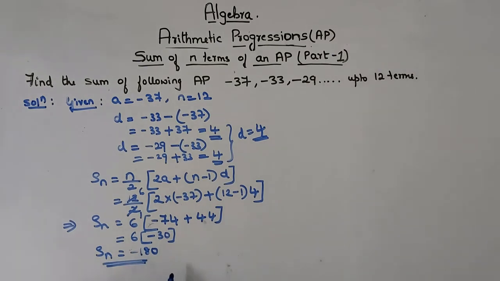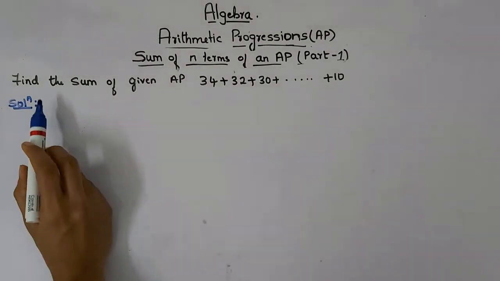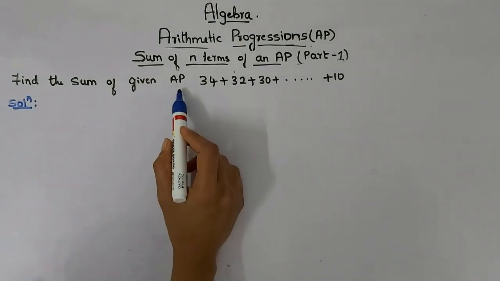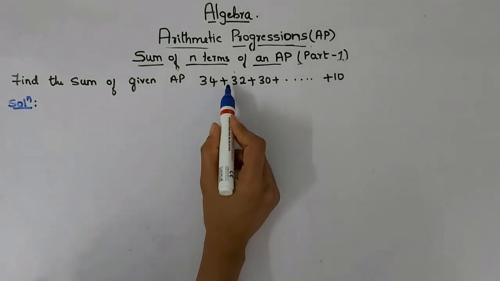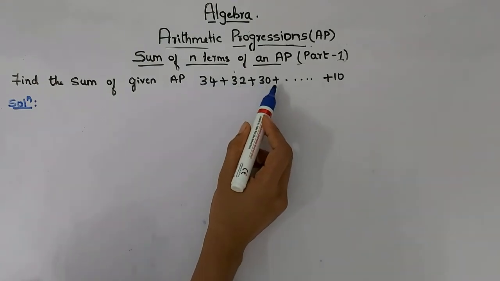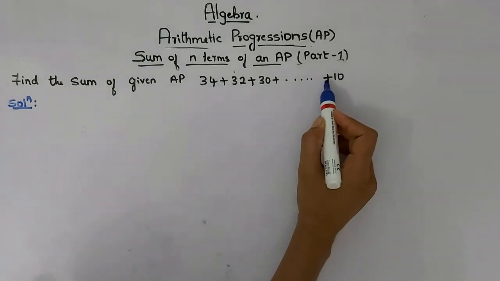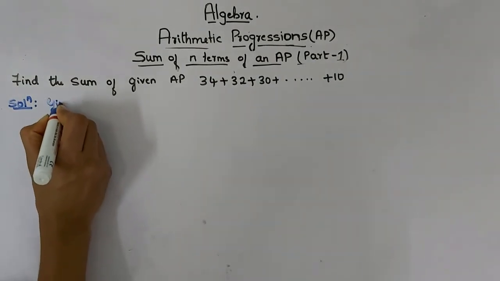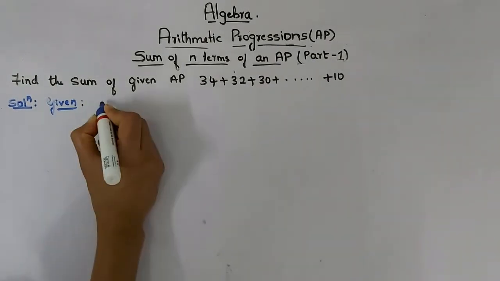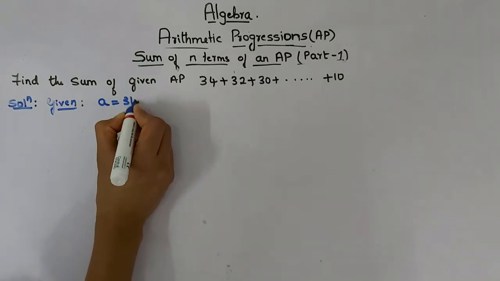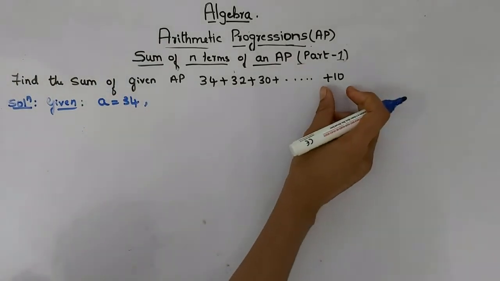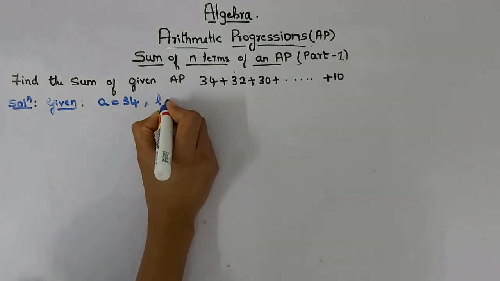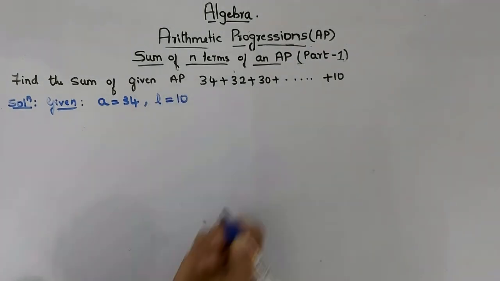We will see one more example. Now let's see this example. Here it says find the sum of the given AP, where the AP is 34 plus 32 plus 30 plus and so on till plus 10. So first let's write what is given. A is your first term, that is 34. And 10 is your last term, right? So L is 10.